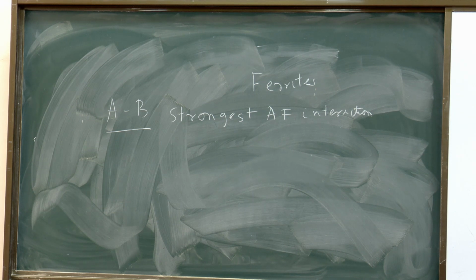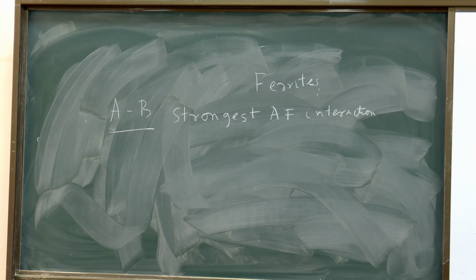He says that this is so strong that all the magnetic moments in the A side will become parallel to each other, and all the magnetic moments on the B side will become parallel to each other, and the magnetic moment of B will align antiferromagnetically with the magnetic moment of A. Is it clear? That is Neel's model.